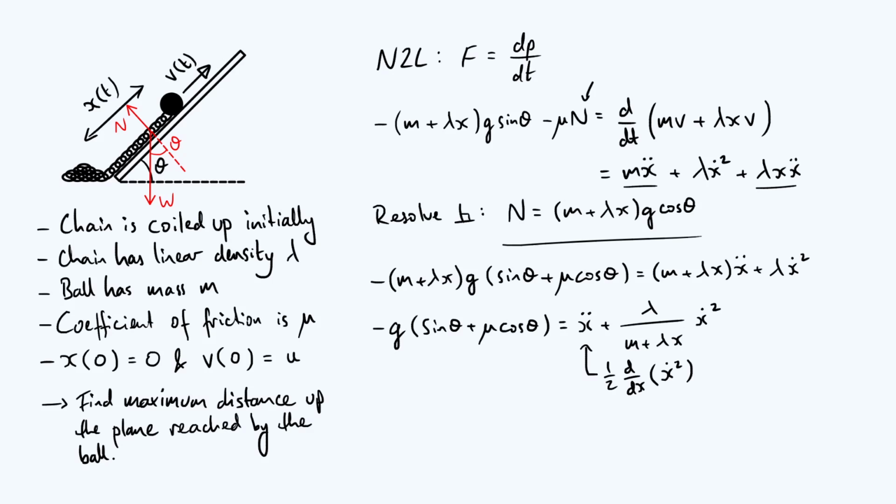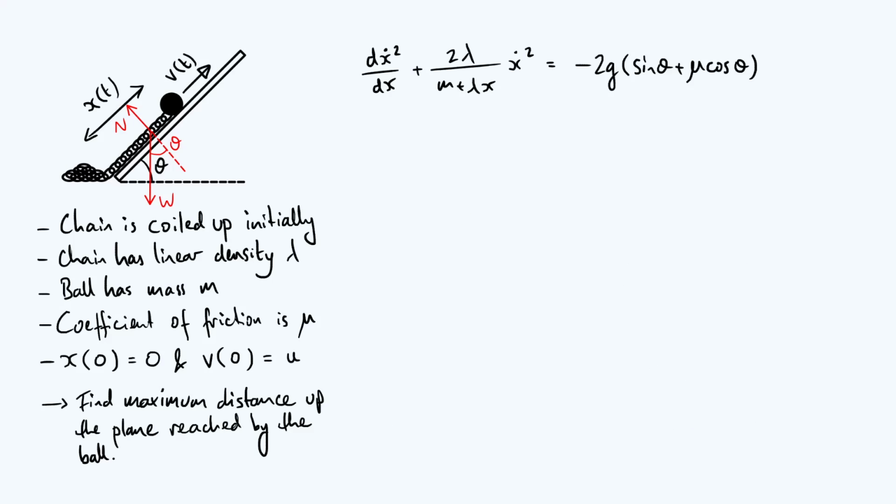But let's use this identity for the acceleration and also multiply everything by 2 to get rid of that prefactor of a half, and then you're going to get minus 2g into sine theta plus mu cos theta, let's write this as d x dot squared by dx, and then don't forget that extra factor of 2. You're going to have 2 lambda over m plus lambda x into x dot squared. So here's the differential equation we ended up with. It's the same thing we had before, but I've just flipped the sides around, and this is a first order linear differential equation for x dot squared as a function of x.